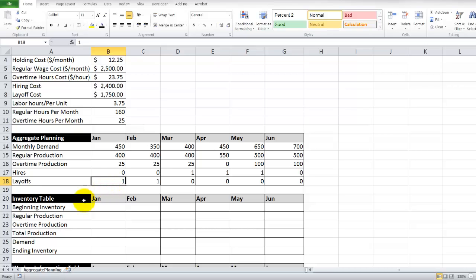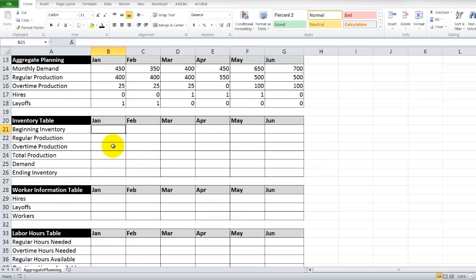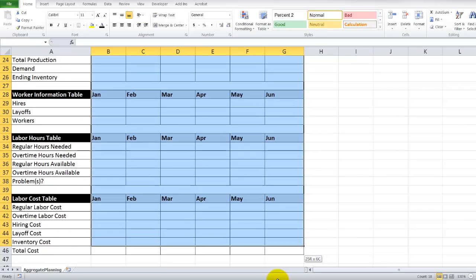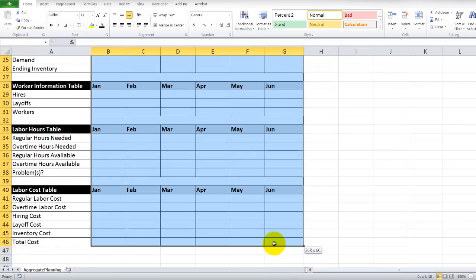So the following table would be our inventory table, beginning inventory. That's actually going to be referenced to the table above, regular production, overtime production, and so forth. You might be wondering why there is so much duplication, but we are trying to develop a spreadsheet, and users won't even be able to access these fields once we're done with this activity. There's no reason to.